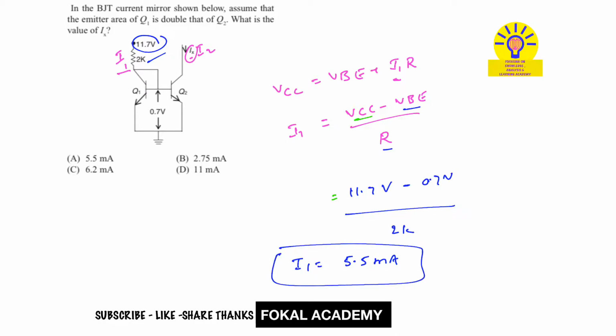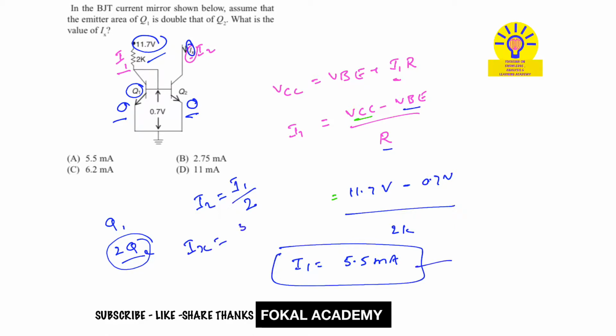But here the area of Q1 is 2 times that of Q2. So that means I2 equals I1 by 2. The current also changes: here the area is more and here the area is less, so the current is more here and becomes half here because of the factor of 2. Here I2 is Ix, so Ix equals I1, 5.5 milliamperes, divided by 2. From this we get 2.75 milliamperes. So this is the Ix value.